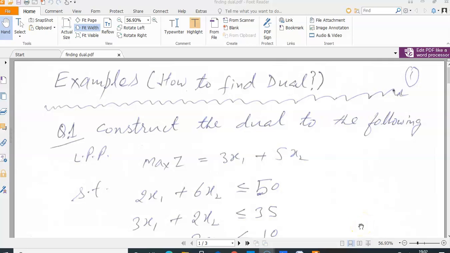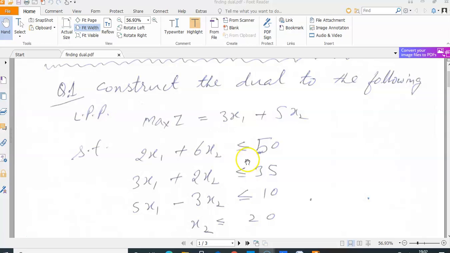Good morning, students. In this class, we will learn how to find the dual of the primal problem. The theoretical part was covered in the previous lecture, and now we will do the numerical examples. We will clearly understand how we can find the dual of various kinds of primal problems. First question: construct the dual of the following problem.